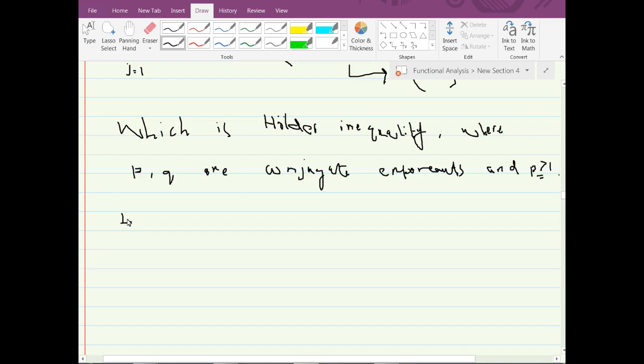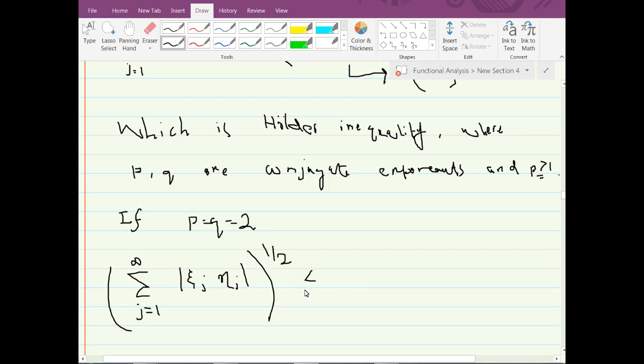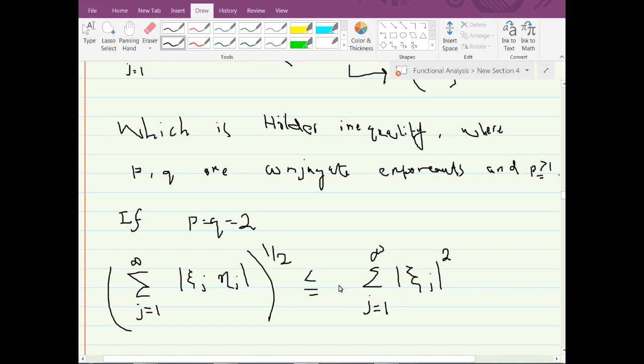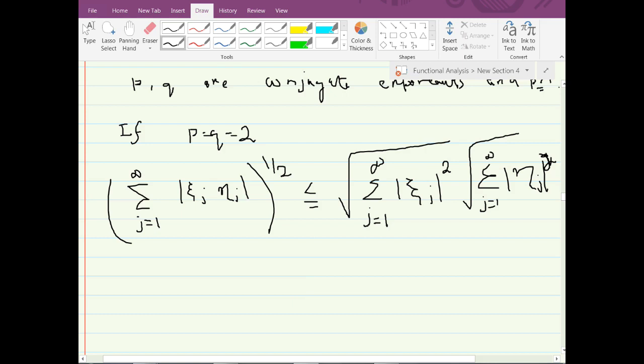If p is equal to q is equal to 2, then the summation j varying from 1 to infinity applied on absolute value of xi j multiplied with eta j, absolute value, is less than or equal to the square root of the summation from j equal to 1 to infinity of absolute value of xi j power 2, and similarly the square root of the summation from j equal to 1 to infinity of eta j power 2. This is called the Cauchy-Schwarz inequality.